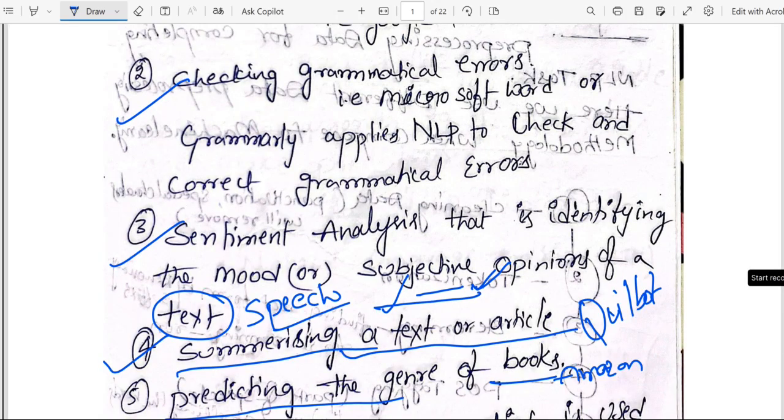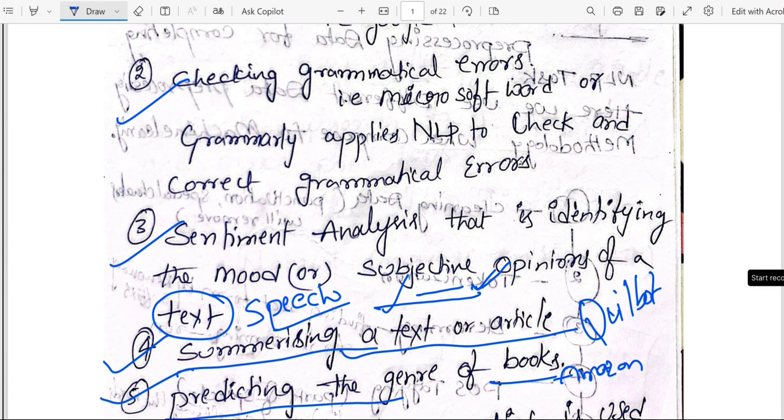a text or article, and predicting the genre of books. So these are all the real-time examples. Already in the previous video we discussed all these things. So now I'll explain with a simple example.